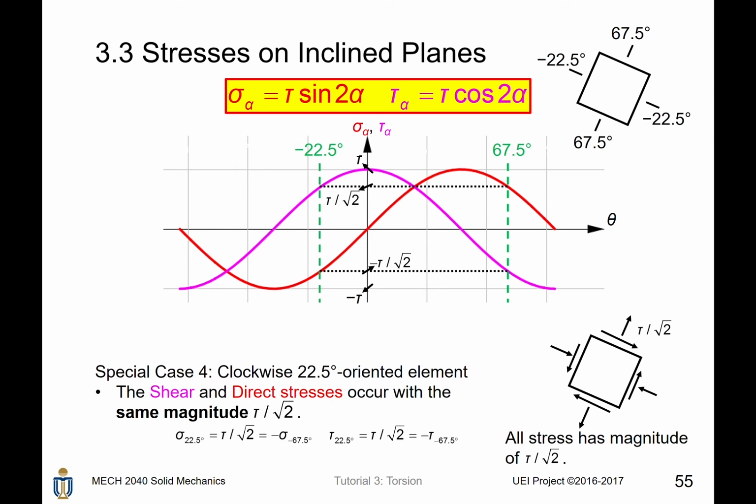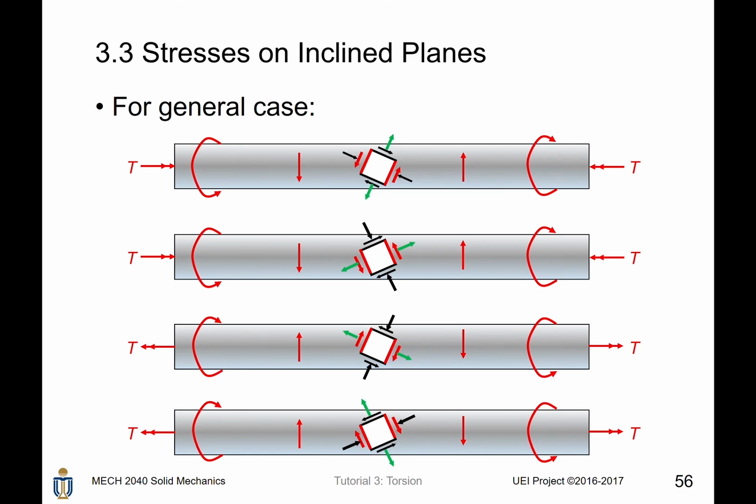And similarly, for the 22.5 degree clockwise oriented element, you can observe that the magnitudes of the direct stress and the shear stress are the same. Now let's discuss the stress elements under the general case. So just now we discussed 4 special cases for the stress elements under negative torque. Now let's discuss the general case.